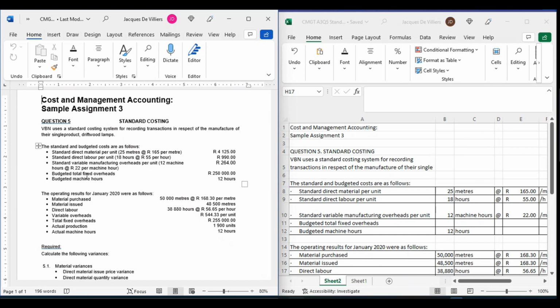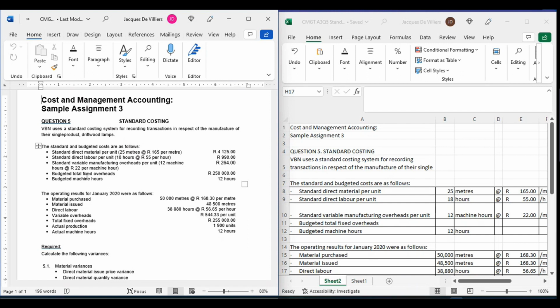So all these things are important. You'll see now when I start doing it. The budgeted total fixed overheads is 250,000 and the budgeted machine hours is 12 hours. Okay, so that's all in the plan.